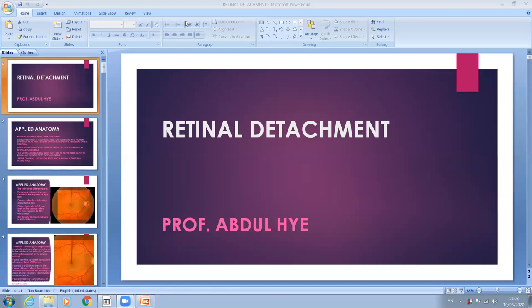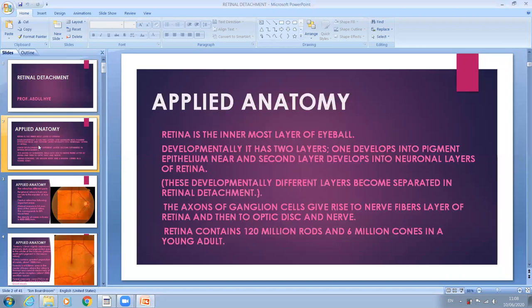Okay, let's start today's topic. As you can see on the PowerPoint slide, today's topic is retinal detachment. So first we will talk a little bit about the applied anatomy of the retina.